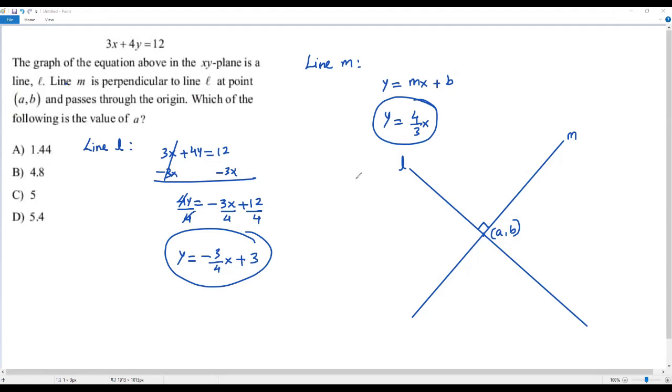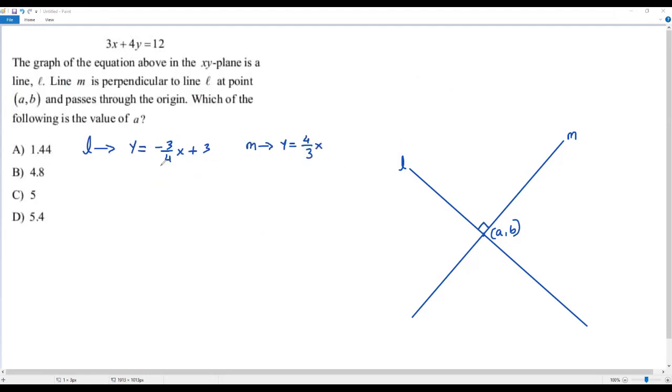Now let me erase some stuff and solve the system of two linear equations. Here we have the equations of two lines L and M. Let's solve the system. For that, let me write y = y. For the y on the left side, we can consider the first equation, that is the equation of line L, -3/4 x + 3. And for the y on the right side, we can consider the equation of line M, that is y = 4/3 times x. My aim is to solve for x, the x-coordinate at the point of intersection, and that is the value of a. To solve for x in this equation, we have to get the terms which contain x on one side of the equation.